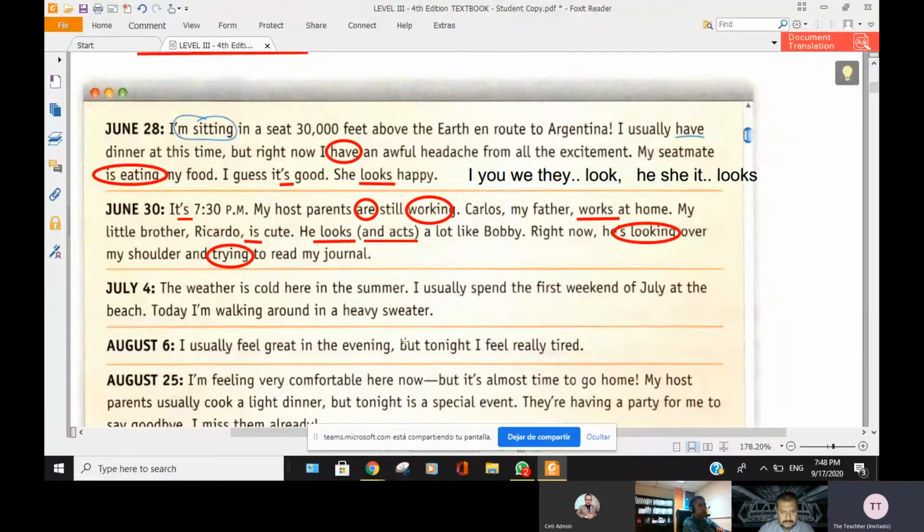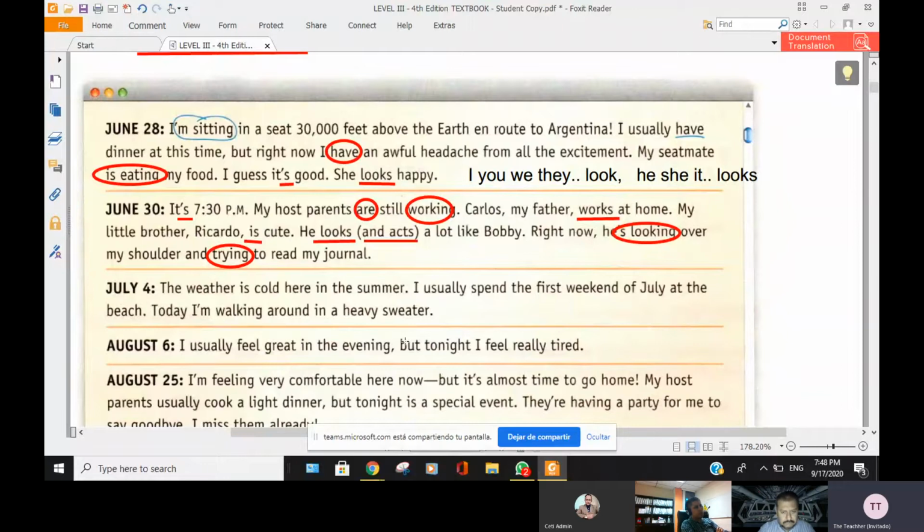So here we're identifying the things that are happening right now. Right now, it is 7:30. That's in the simple present. That's right now. And what is happening? My host parents are still working. So while he is on the plane, his host parents are working right now, right? And then he specifies. Usually, Carlos, my father, works at home. So that's every day. That's not right now. That's usual. I added the word usually because that's every day. Okay, he works at home.